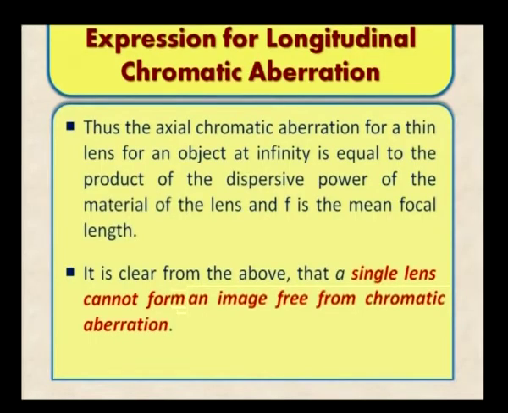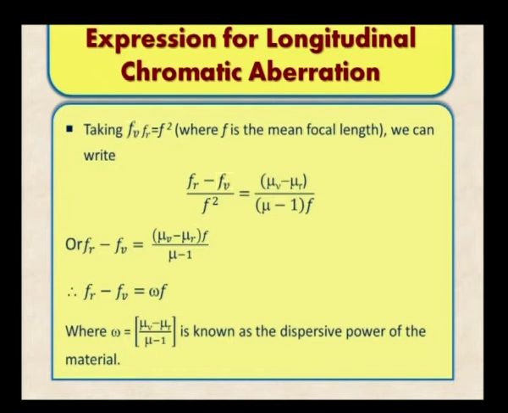Okay. And thus, the axial chromatic aberration produced along the axis, the longitudinal chromatic aberration for a thin lens for an object placed at infinity is equal to the product of the dispersive power of the material of the lens and the mean focal length, because f is the mean focal length, right. We had f v minus f r, f v into f r equal to f square, f is the mean focal length, and we showed that f r minus f e is the product of dispersive power multiplied by the mean focal length. Okay. That is what I am stating here once again.